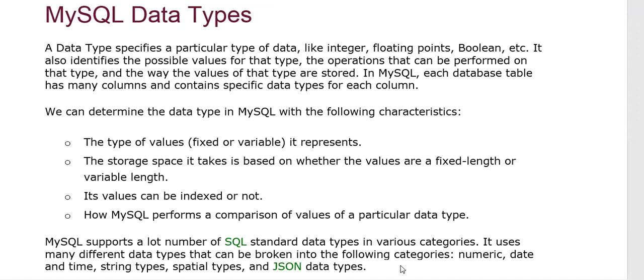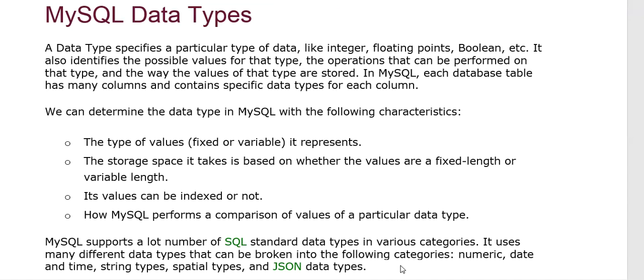Basically, in MySQL, each database table has many columns and contains specific data types for each column. We can determine the data type in MySQL with the following characteristics. The type of the value, that is fixed or variable, which represents the storage space it takes, based on whether the values are a fixed length or a variable length. Its values can be indexed or not, and how MySQL performs a comparison of values of a particular data type.